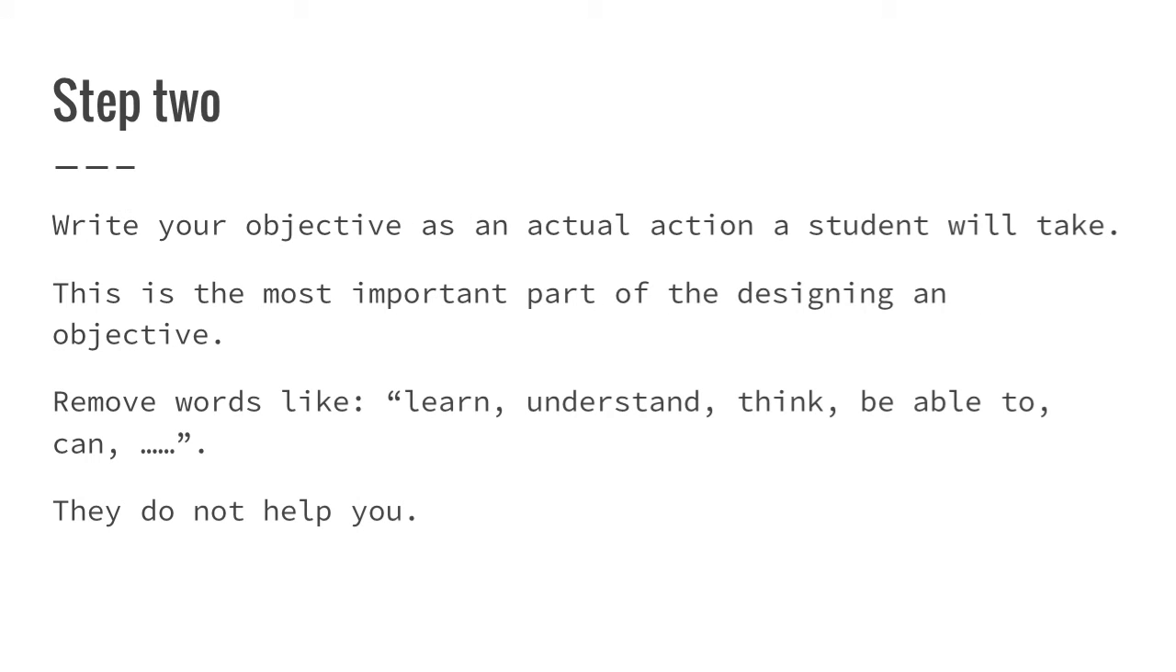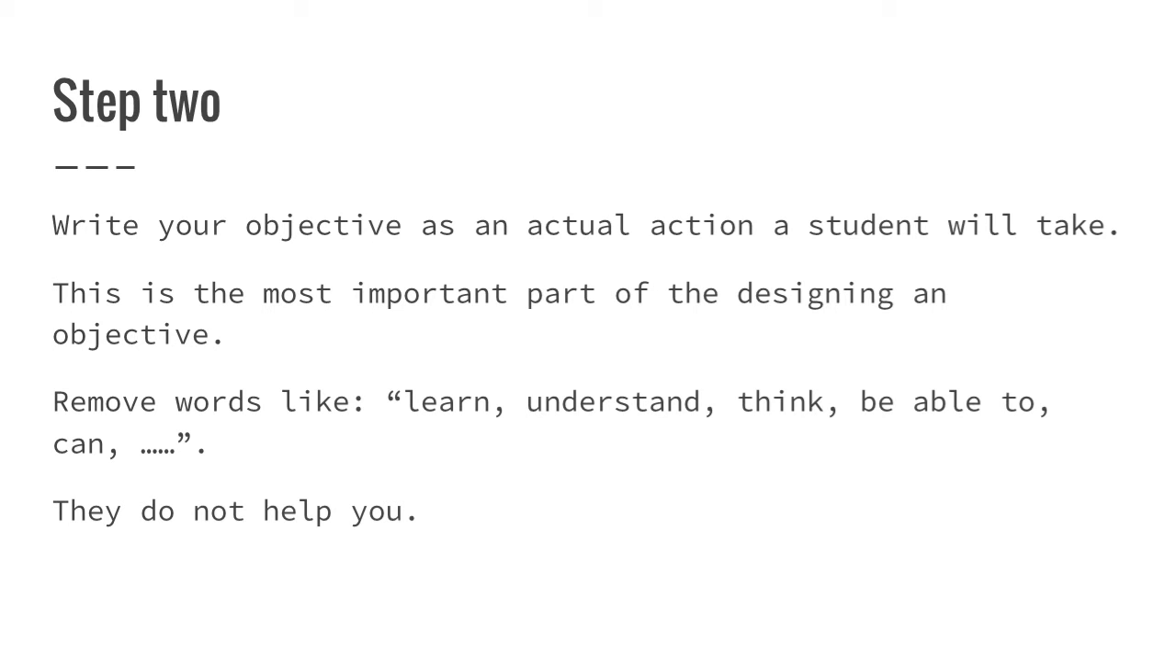So step 2, and this is the trickiest part, and this is the part that is the most important, but most people will have trouble with, is write your objective as an actual action a student will take. Right, so a specific thing the student will do. Right, so things like write, say are very good verbs to use in objectives. You don't want words like learn, understand, think, be able to, can. They don't actually help you.